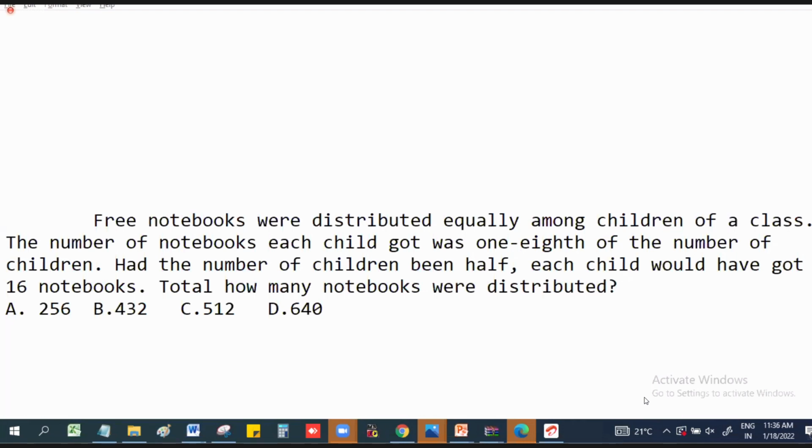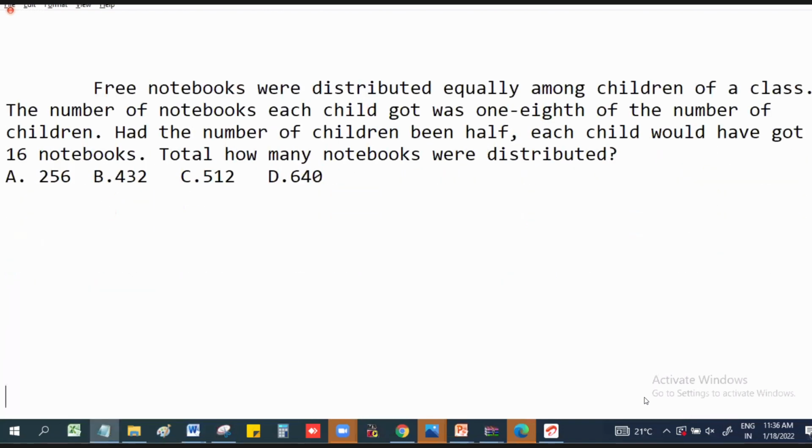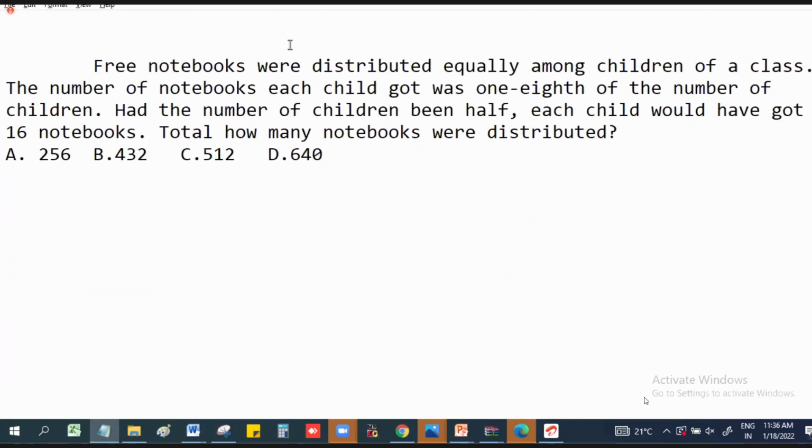A couple of people are saying 256 and a couple of people are saying 512. Then which one goes right is the point. Okay, this is a nice question actually. First, let me teach you in a normal way of solving. Then we'll go for the logical way of approach.